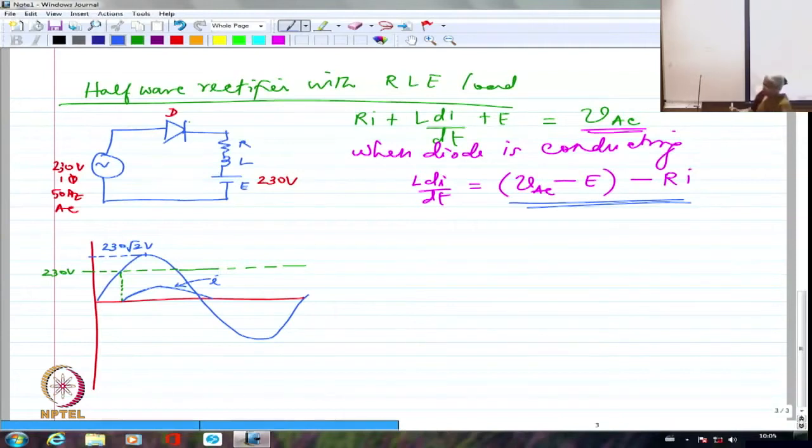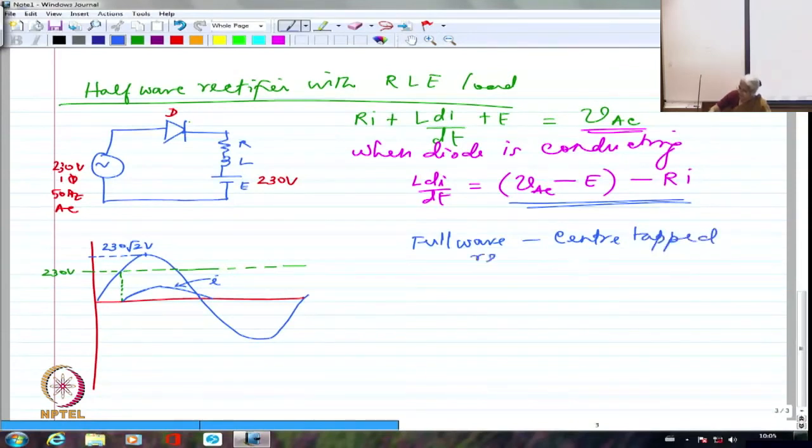let us now try to take a look at a full wave. First of all, a center tapped rectifier. I think I drew it last time when I was probably explaining power supplies, but we'll take a look at this once again.